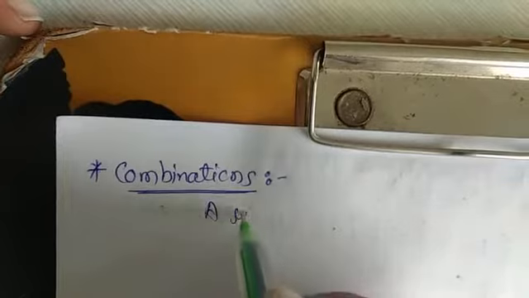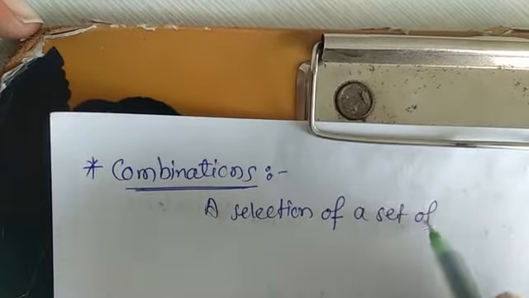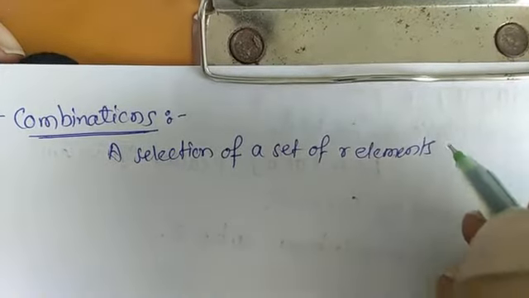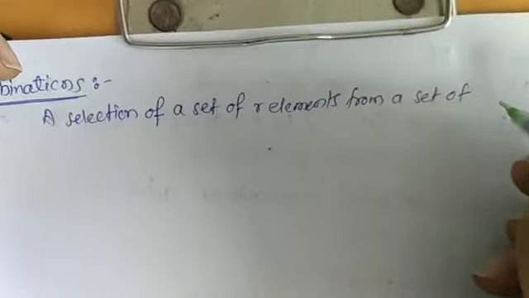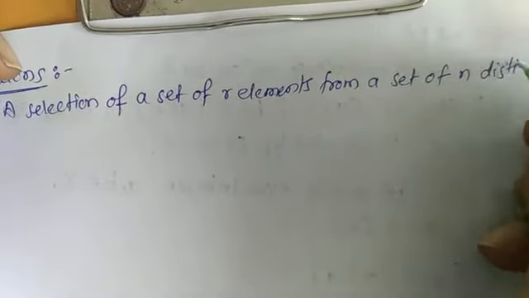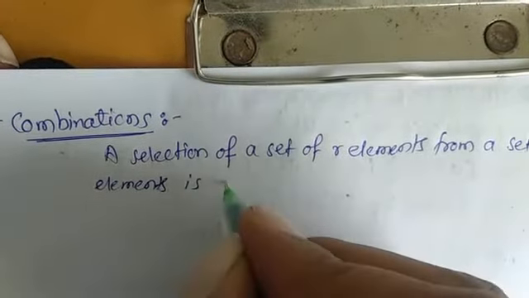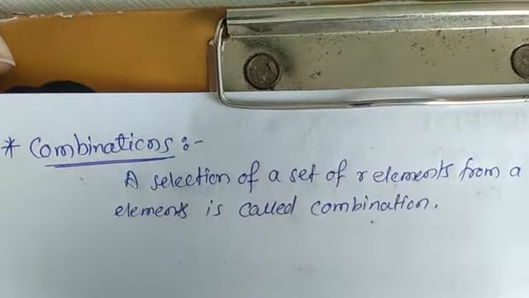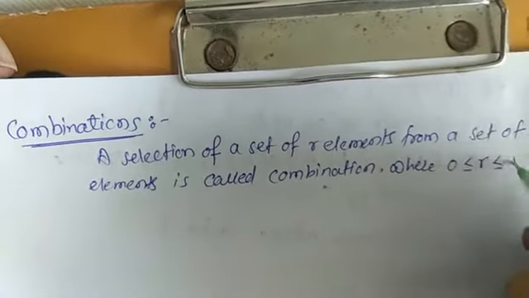Now first of all, the definition of combination: a selection of a set of r elements from a set of n distinct elements is called a combination, where 0 is less than or equal to r, which is less than or equal to n.